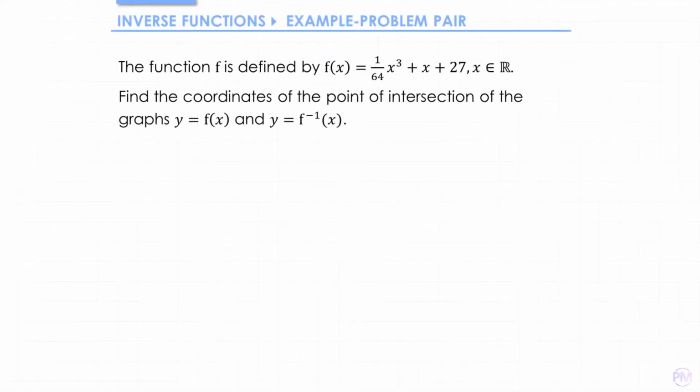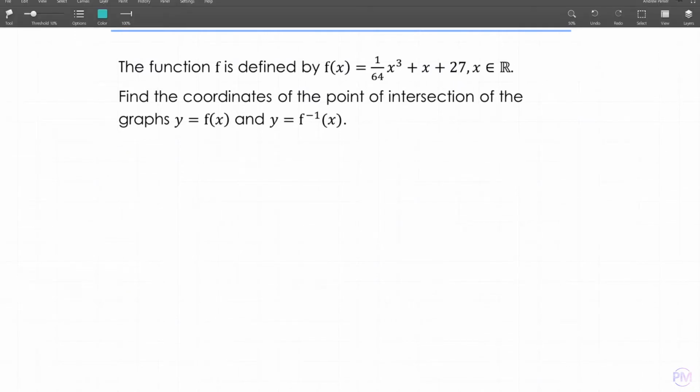In this example, we've got a function f which is a cubic, and we need to find the coordinates of the point of intersection between y equals f of x and its inverse. One way you might think of approaching a problem like this is to take the function f of x, find its inverse, and then set the two equal to each other.